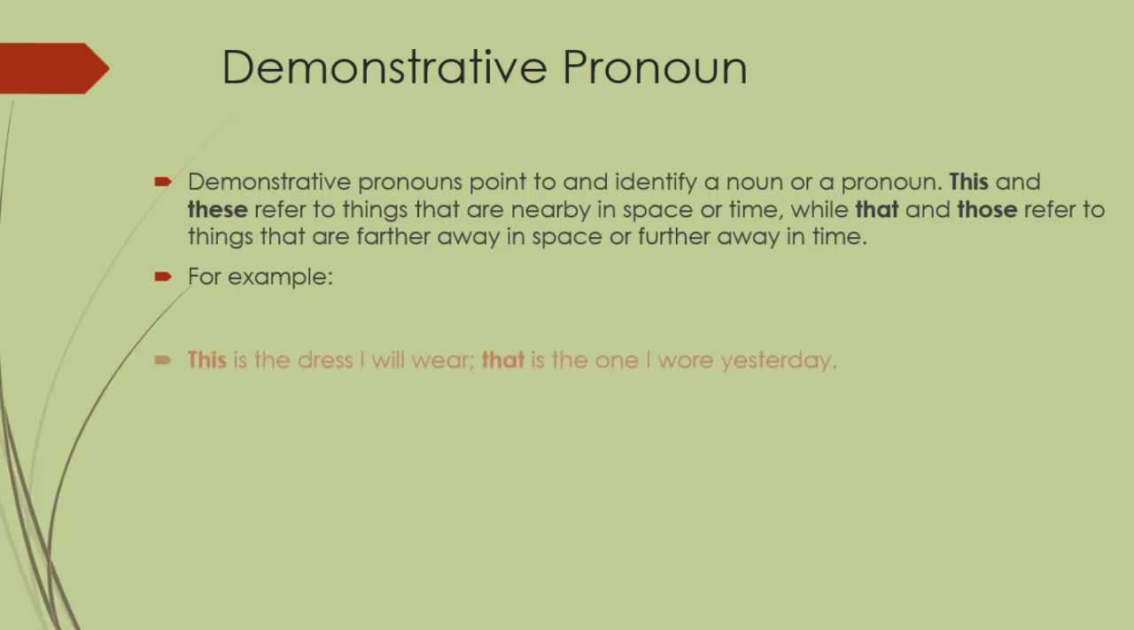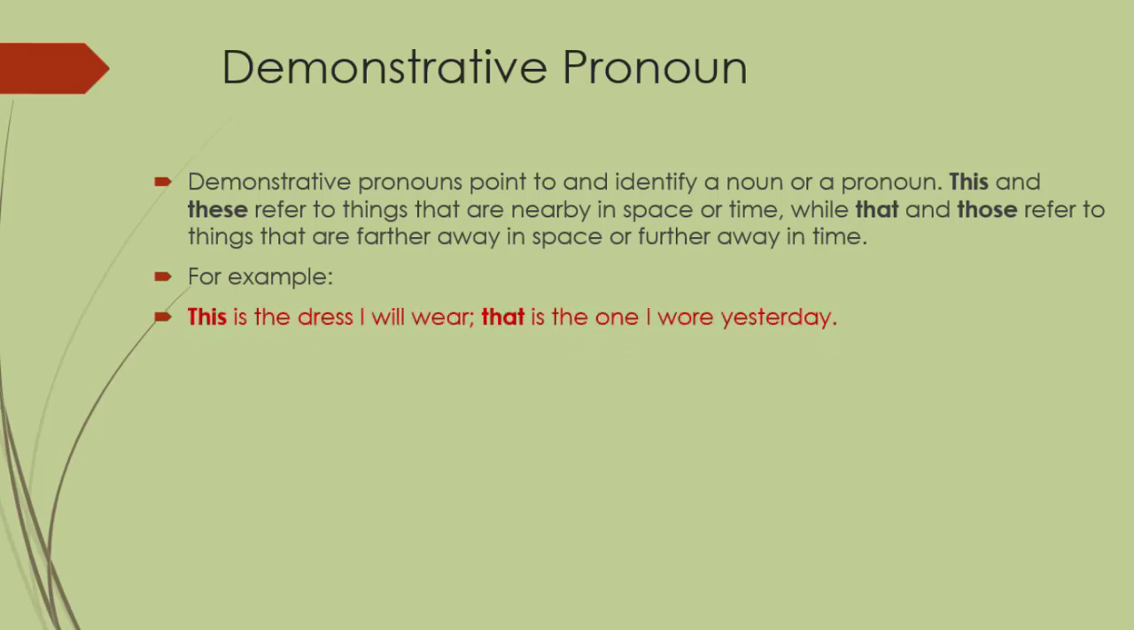For example, this is the dress I will wear. That is the one I wore yesterday. In this sentence, this is demonstrating a thing that is nearby in space and time, and that is demonstrating a thing that was far away in time. That is not true. This is also a demonstrative pronoun. Please pay for those. This is also a demonstrative pronoun.